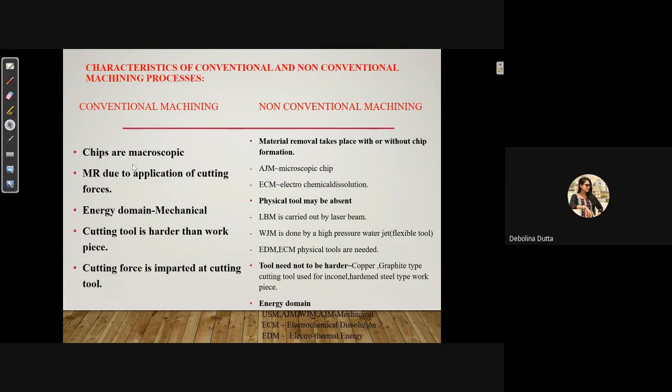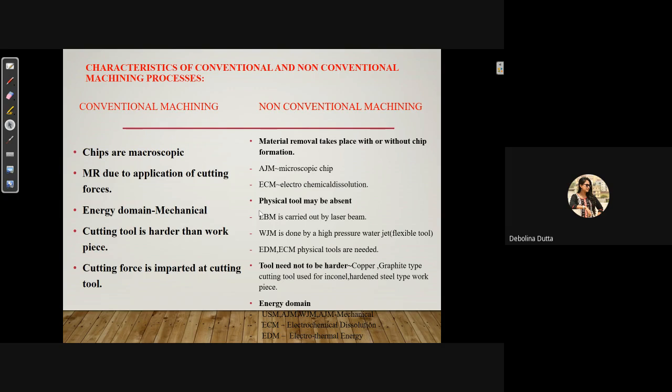Next, in conventional machining, metal removal is due to the application of cutting force. Next, the energy domain is strictly mechanical. Coming to the non-conventional machining process, a physical tool may be absent. There is no reason to think a physical tool is always required, because in the laser beam machining process, only a laser will cut the material. A very hard material like insulin can be cut with the laser. And a laser is not a physical tool.